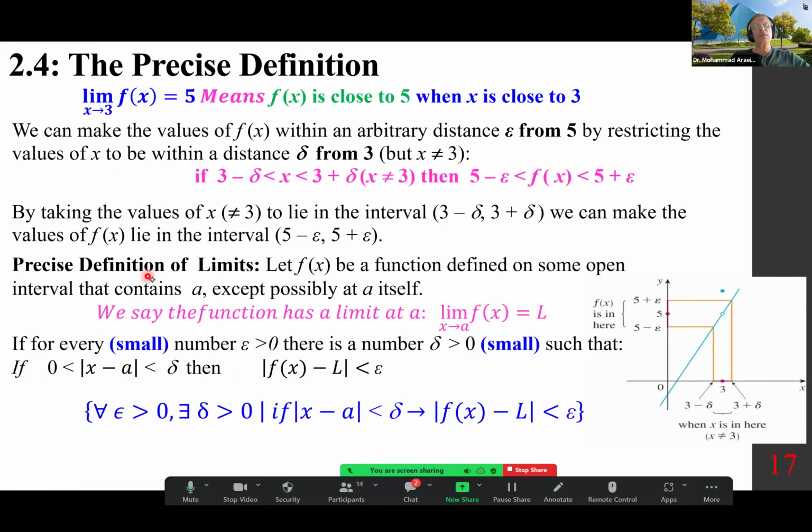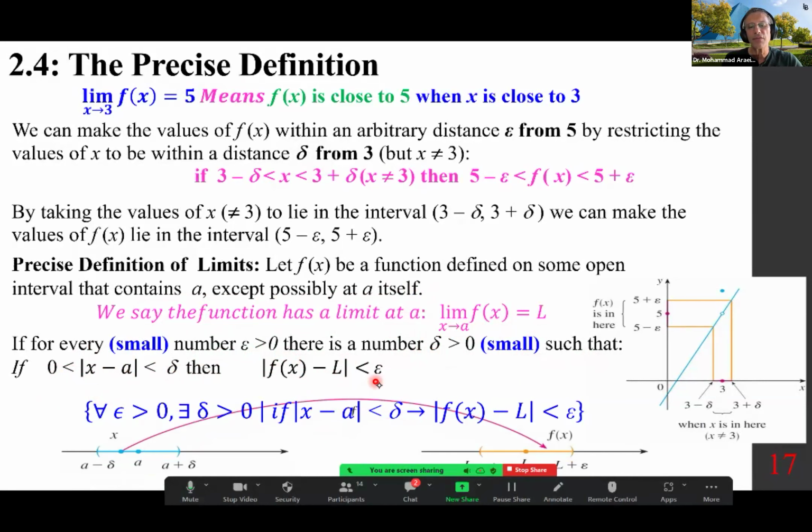A precise definition of limits. Let f of x be a function defined on some open interval that contains a, except possibly at a itself. We say the function has a limit at a, and we read limit of f of x as x approaches a equals L, if for every small number epsilon larger than 0, there is a number delta larger than 0, that's also a small number, such that if the absolute value of x minus a, that means the distance between x and a, is between 0 and delta, then the absolute value of f of x minus L is less than epsilon, meaning the following interesting mapping.